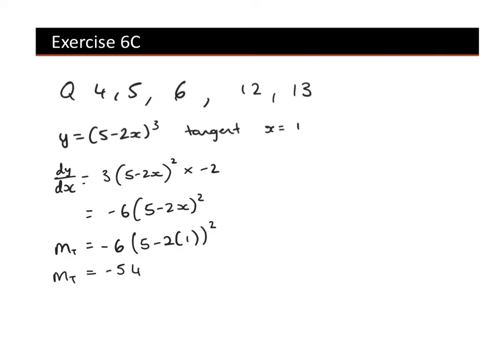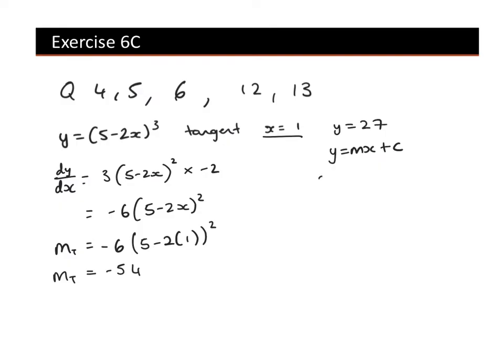Now it says the equation of a straight line. For an equation of the straight line, y equals mx plus c. We have the gradient. We have x, which is 1. We need y, and we need c. How am I going to find y? Well, if I've got x, I'm going to substitute it into here to find my y. Okay? 5 minus 2 is 3. Cubed, 27. So y is 27.